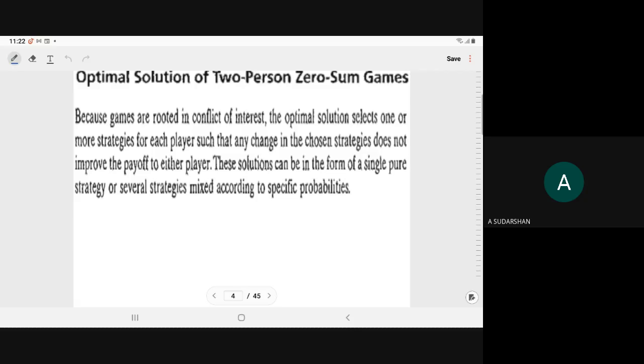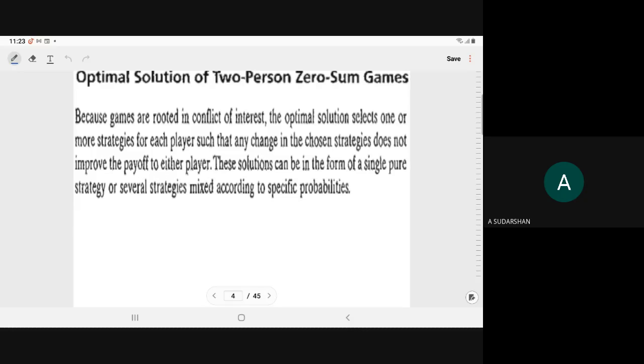the difference, right? Because games are rooted in conflict of interest, the optimal solution selects one or more strategies. So for the optimal solution, both players can choose either one strategy or a mix of the strategies with some associated probabilities, such that any change in the chosen strategy does not improve the payoff of either player.